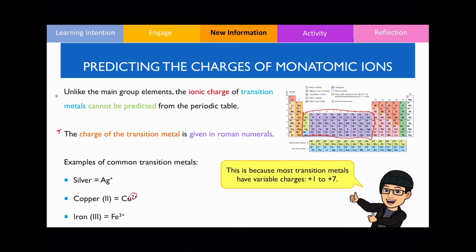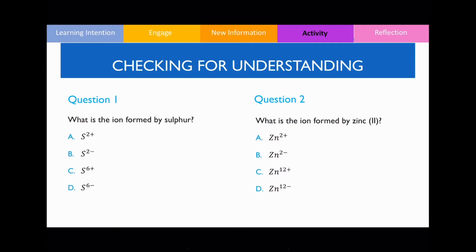So let's see whether you can answer these two multiple choice questions. For the first question, it reads, what is the ion formed by sulfur? Now, sulfur belongs in group 6, and because it's a non-metal, it should therefore have a negative charge, and it will need 2 extra electrons in order to have a full valence shell. So therefore, the correct answer is going to be B.